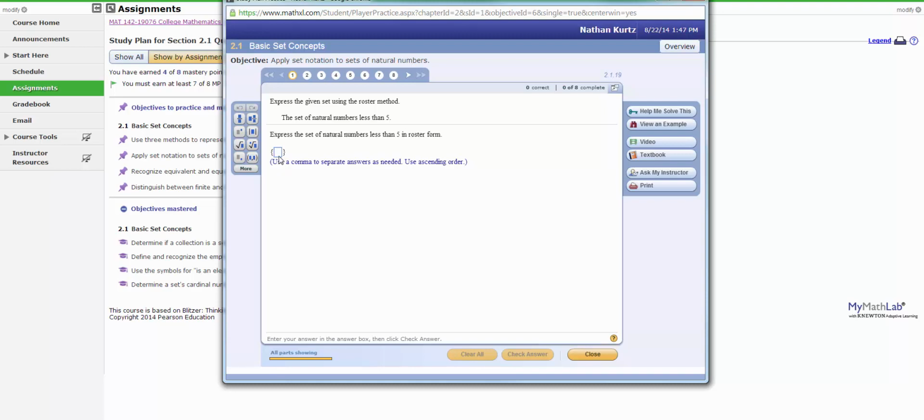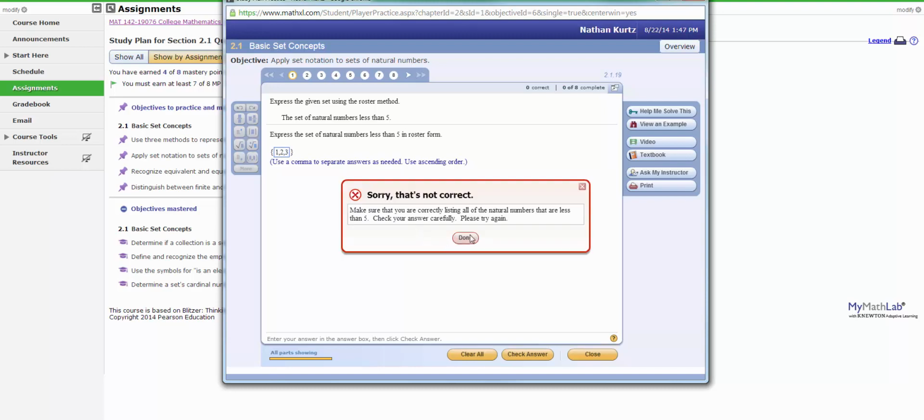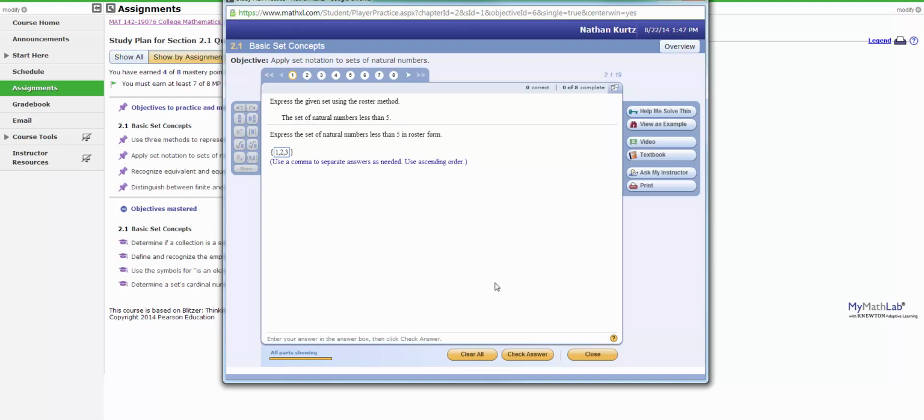When you attempt to put an answer in the box, you can hit enter, or you can click check answer at the bottom of the page. Notice that MyMathLab is going to give you a hint to try to get you on the right track. Notice the problem hasn't changed. I've only attempted one answer. You are typically allowed to attempt a question 3 times.